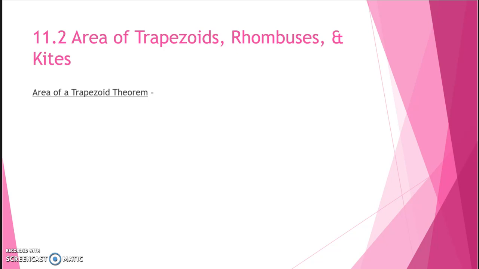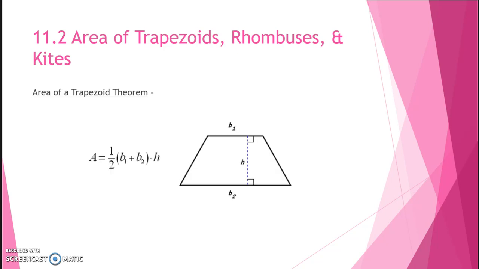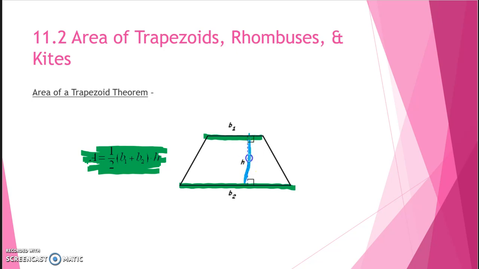So the area of your trapezoid is very similar to the area of a triangle, like the triangle was 1/2 base times height. This one you have to add your two bases together and then you multiply it by the height. So remember that your two bases are your two parallel sides, and the height still has to be that perpendicular distance, and it has to be perpendicular to both of your bases. So it's almost the same thing, except you just have to add your bases together.